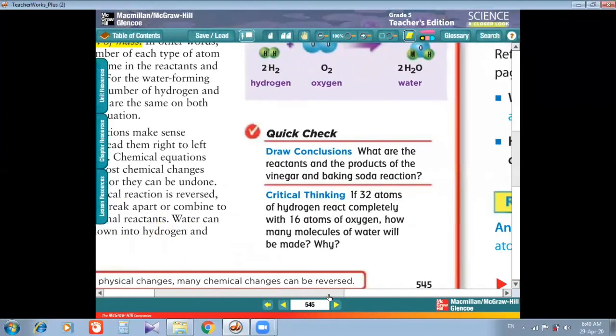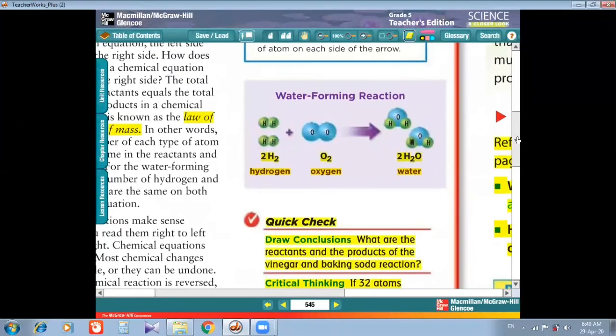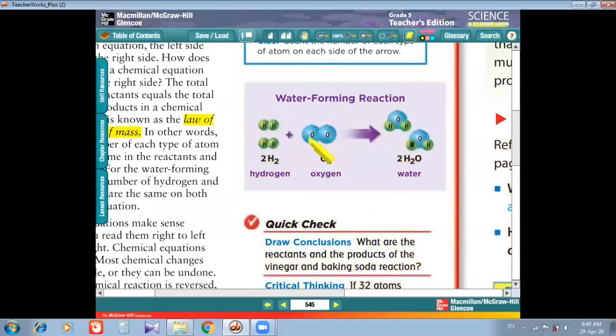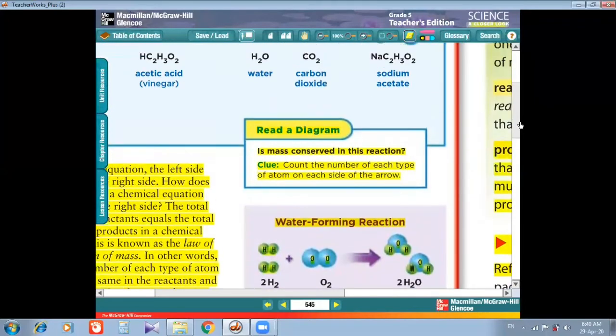Now here they say that there are some reactions that can be reversed. Instead of writing the equation like this, 2H2 plus O2 equals 2H2O, it can be reversed. It can be 2H2O equals 2H2 plus O2. It means here we are reacting hydrogen with oxygen and we are getting water. In the reverse reaction, water can be broken down into hydrogen and oxygen.